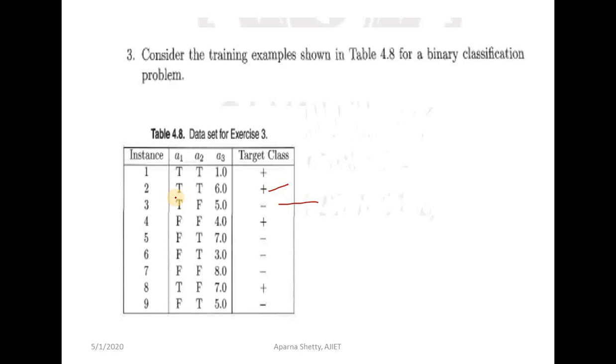A1 has binary values, correct? True or false. A2 is also having binary values, which are true or false. Here A3, if you see, these are continuous values. So A3 is a continuous attribute since it is having continuous values.